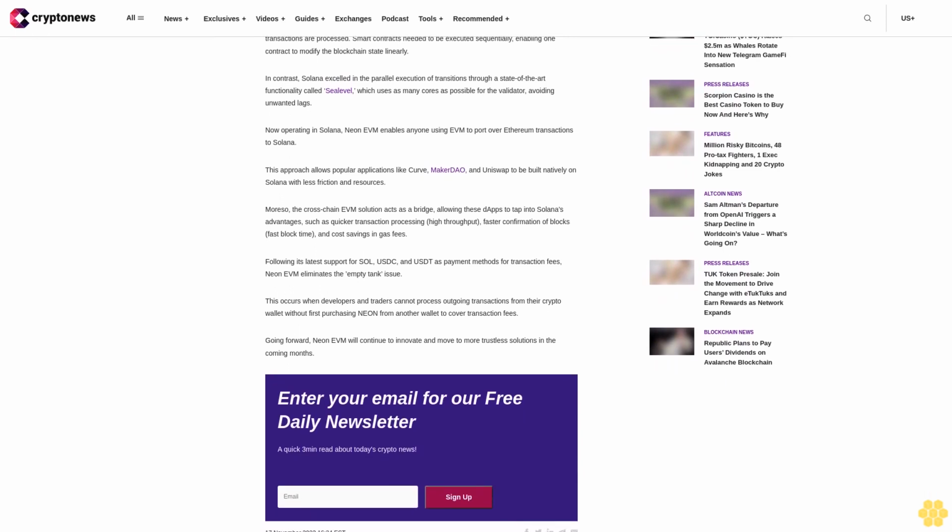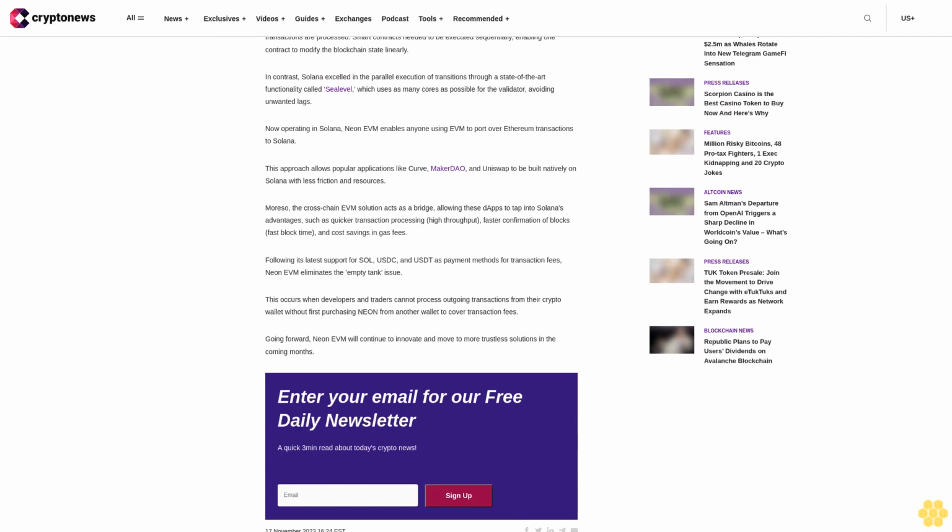Before the debut of Neon EVM on Solana, Ethereum had a limiting factor centered on how transactions are processed. Smart contracts needed to be executed sequentially, enabling one contract to modify the blockchain state linearly. In contrast, Solana excelled in the parallel execution of transactions through a state-of-the-art functionality called Sealevel, which uses as many cores as possible for the validator, avoiding unwanted lags.